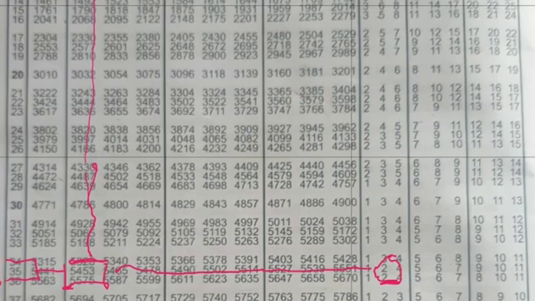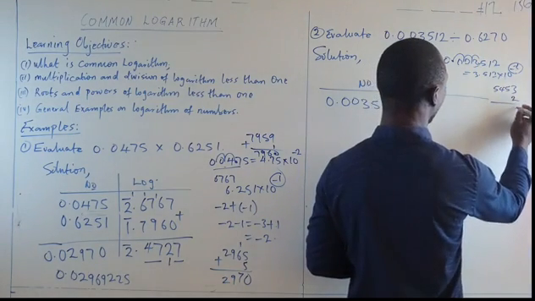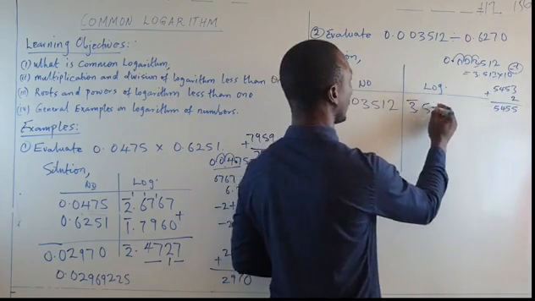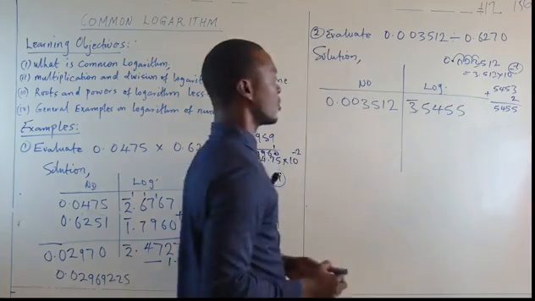And the decimal number part, we are going to look for the log of 35 under 1. So 35 under 1 gives us 5453. So logarithm of 35 under 1 is 5453. Difference of 2 is 2. So we are going to add the two numbers together. So we have 5, 4, 5, 5. So that's the first number.